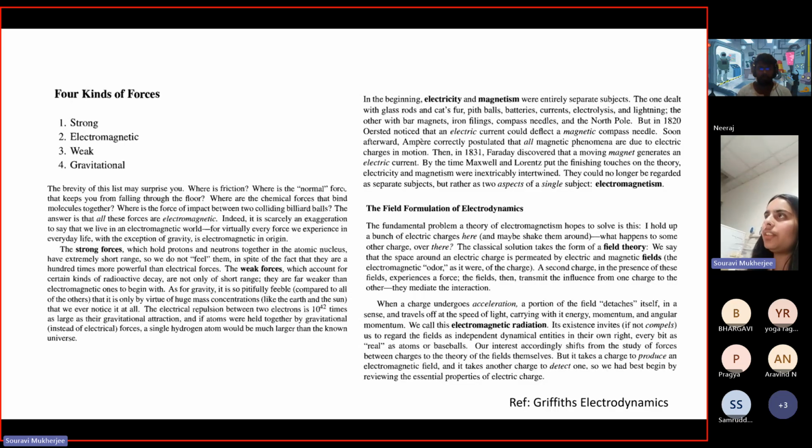Initially, electricity and magnetism were different, separate concepts which were dealt with separately. Then as time progressed, Faraday, Maxwell, Lorentz, and others came in, and gradually we got to this idea that they are not separate concepts, but are to be dealt with together. They are intertwined with each other, and that led to this single subject of electromagnetism.